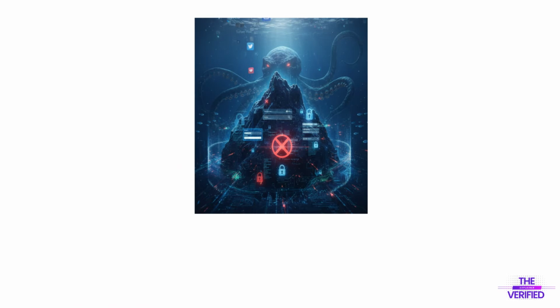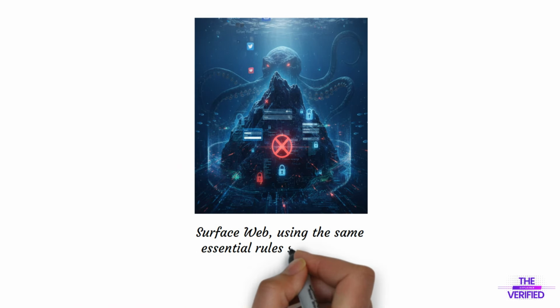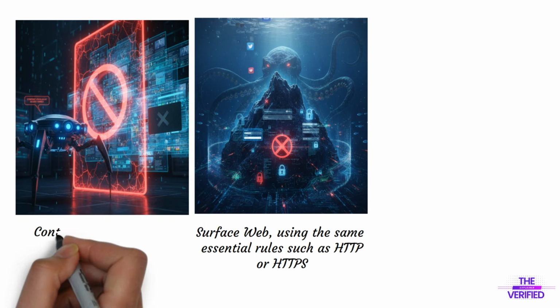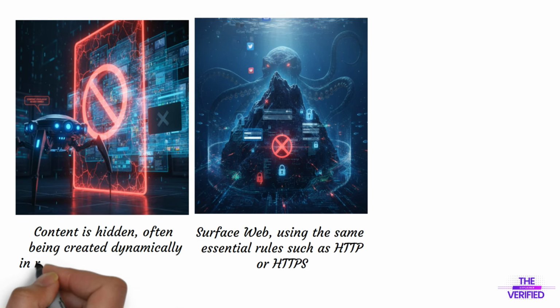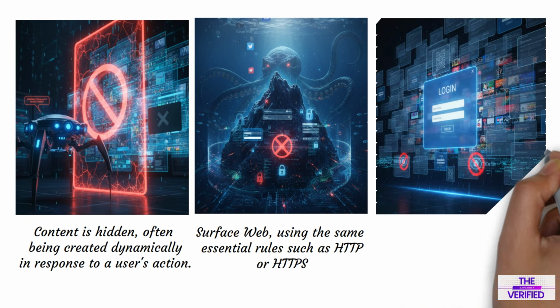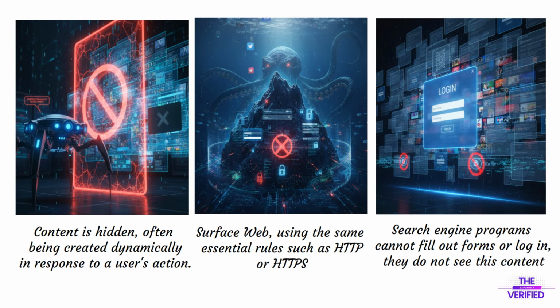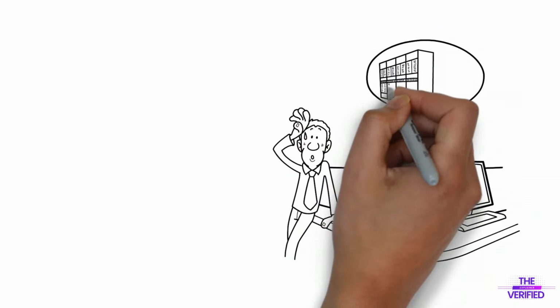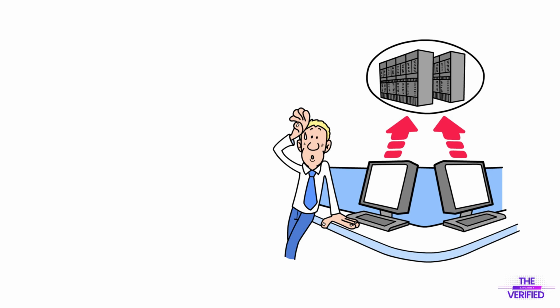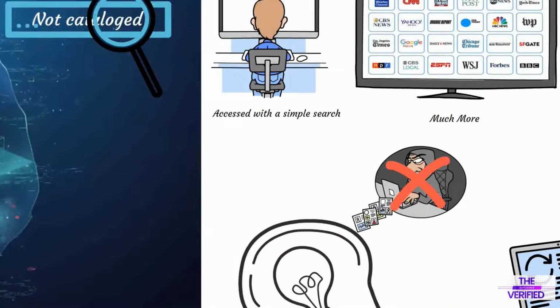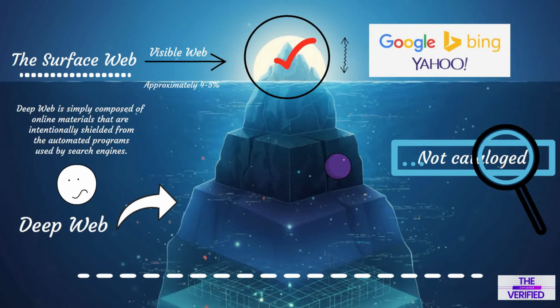Technically, it operates just like the surface web, using the same essential rules such as HTTP or HTTPS. The main difference is how content is hidden, often being created dynamically in response to a user's action. Because search engine programs cannot fill out forms or log in, they do not see this content. Accessing the deep web does not require any special software. You need only a regular browser. What is required is knowing the correct address or possessing the necessary permissions. It is not hidden, but rather private. Crucially, the deep web is entirely separate from the dark web.